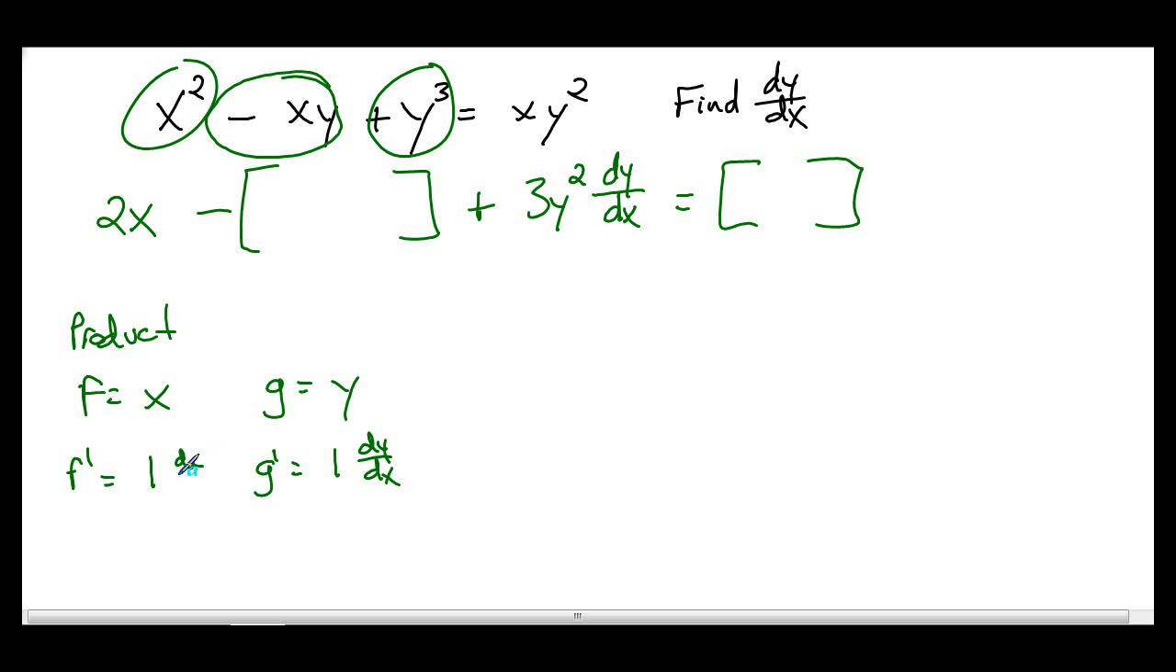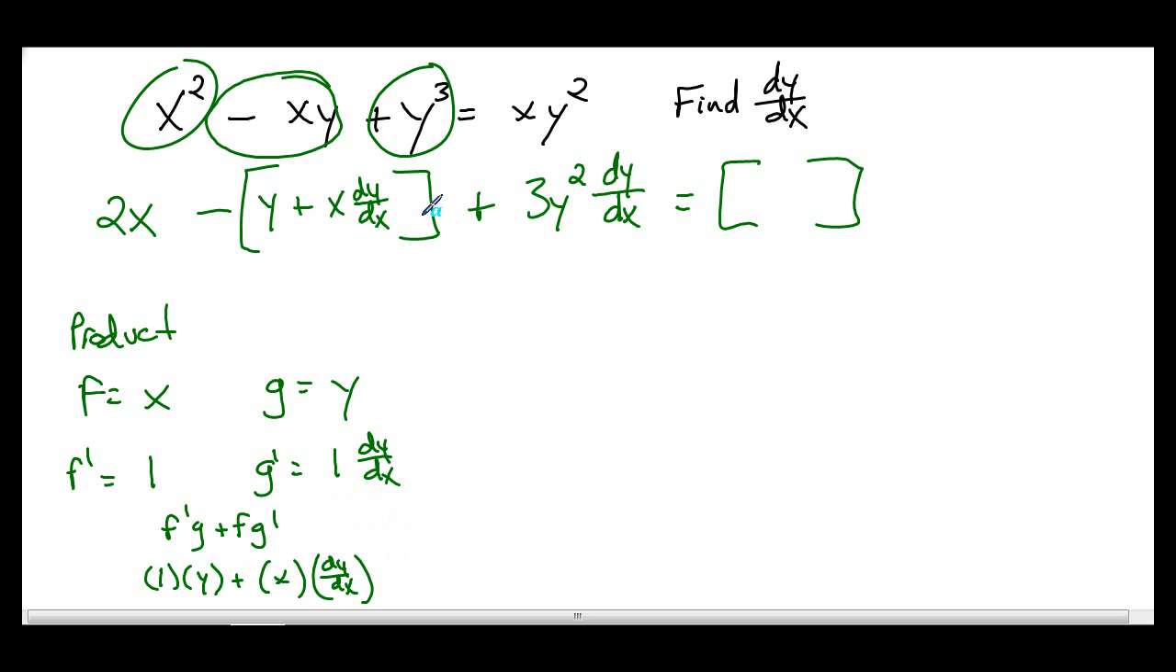And yes, I can carry the dx/dx, but we know that's just going to be 1, so I don't have to worry about that. But I do have to worry about that dy/dx. And remember, from the product rule, I'm going to have f prime times g plus f times g prime to put it all together. So putting that all together is going to be 1 times my y plus my f, which is x, times the g prime, which is dy/dx.